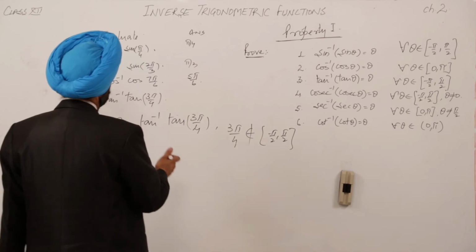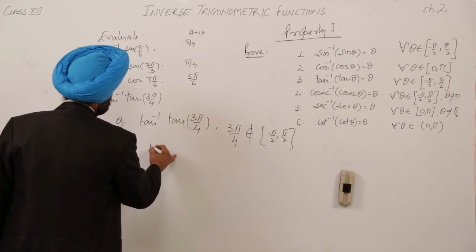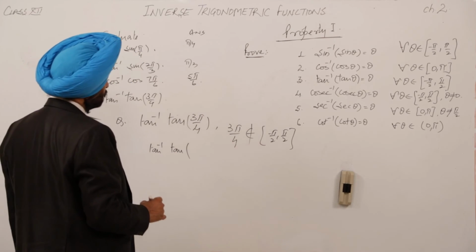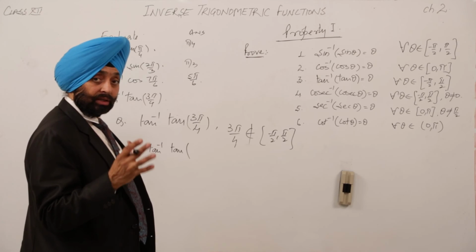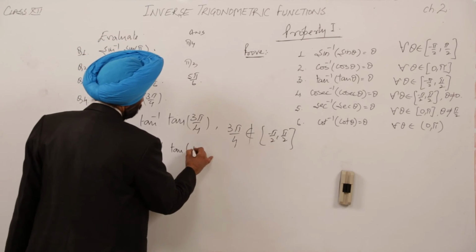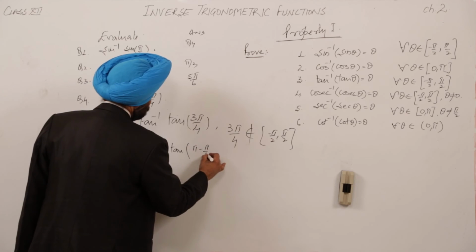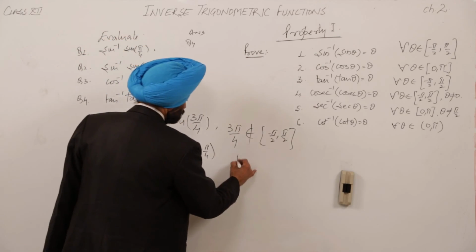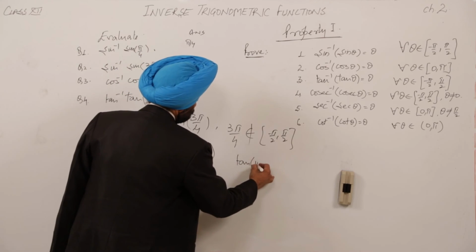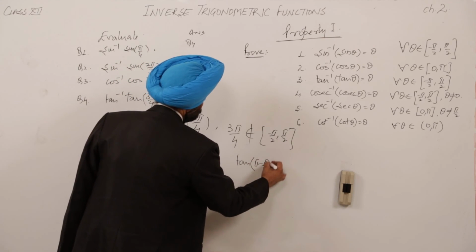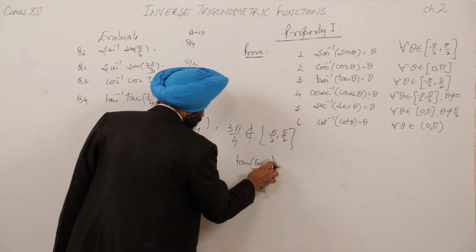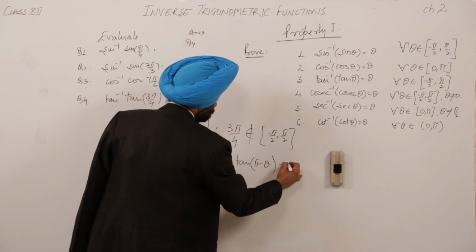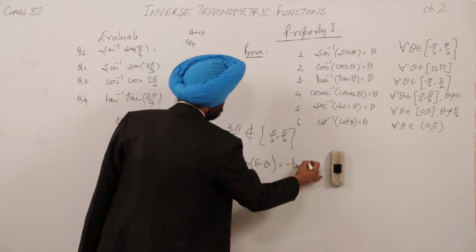So what to do? Tan inverse tan. Now for 3 pi by 4, what can I write? Pi minus pi by 4. Pi minus pi by 4 becomes what? 3 pi by 4. Now what is the result for tan of pi minus pi by 4? It is better to write tan of pi minus theta. What is it? It is minus tan theta.